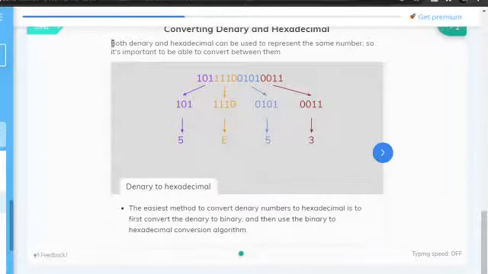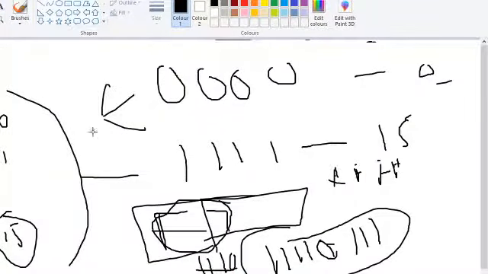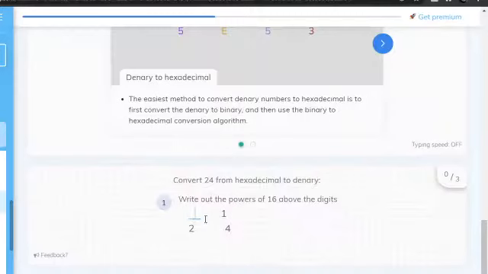Converting denary and hexadecimal. Both denary and hexadecimal can be used to represent the same number, so it's important to be able to convert between them. Denary to hexadecimal. The easiest method to convert denary numbers to hexadecimal is, oh, we don't care, we know how to do this, it is literally just take the number, convert it into binary. Okay, I'll do one example just because you asked nicely. So 16, convert it into binary. Then convert that into hexadecimal. 10. Simple.